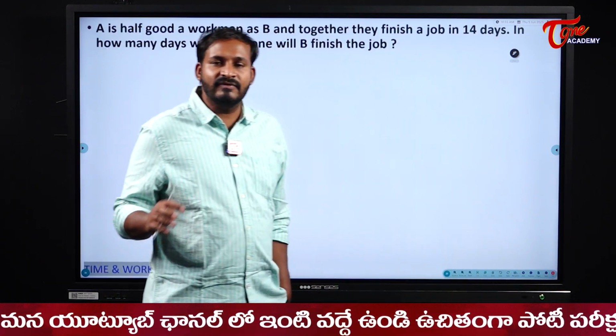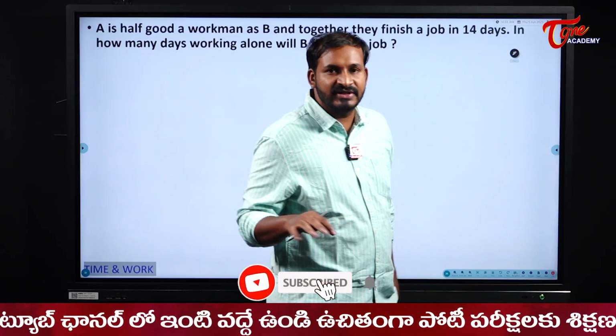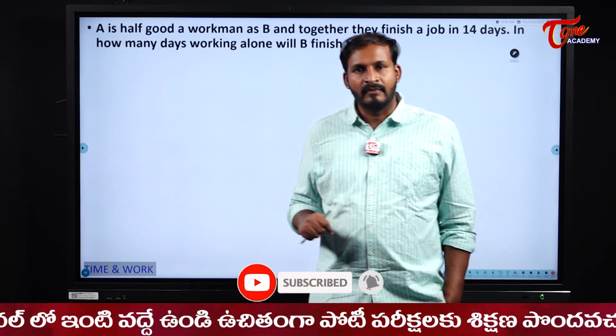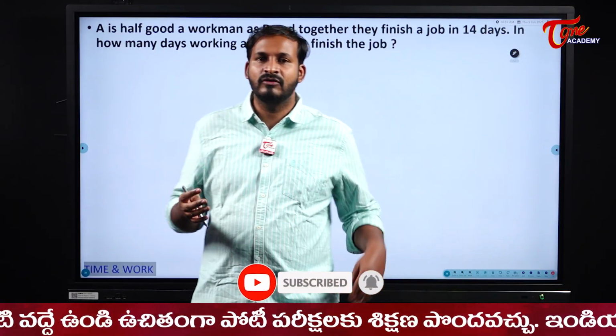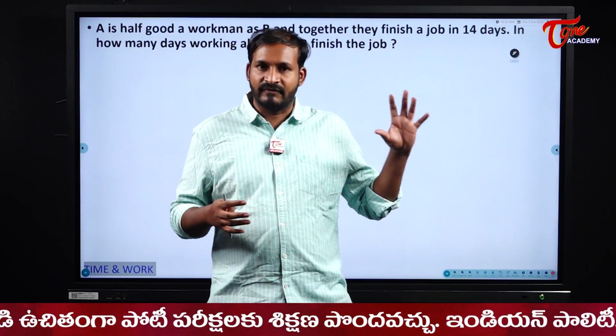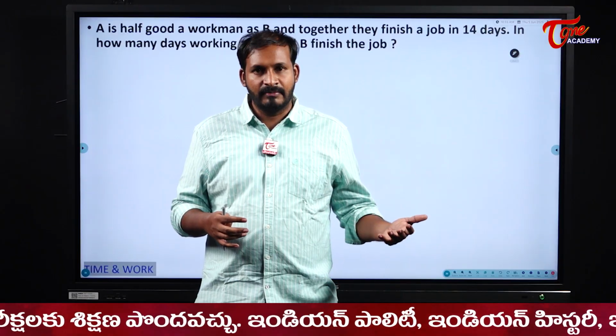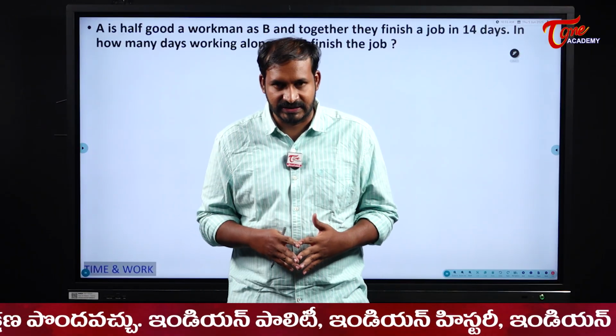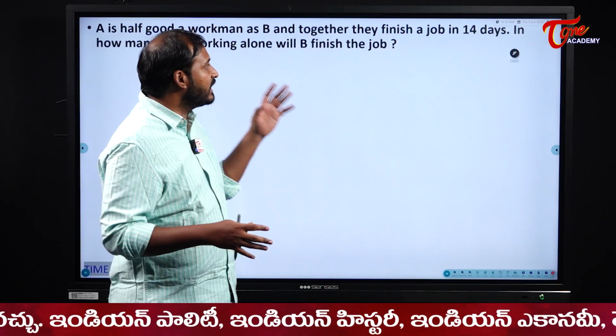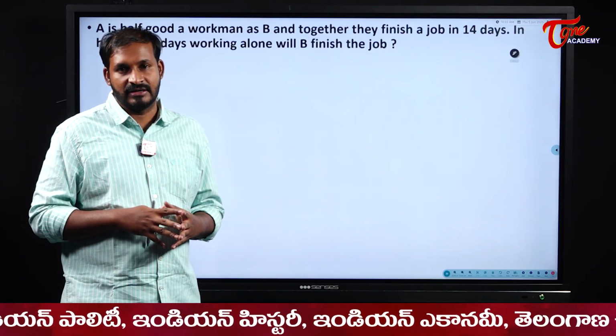See here students, anyway, we are solving all the problems with the help of efficiencies, right? How did we find the efficiencies till now? We will find the total work, and after finding total work, we will put their individual times taken by them below that, and we will find their efficiencies. But here directly the relation between the efficiencies is given. How are we going to solve?